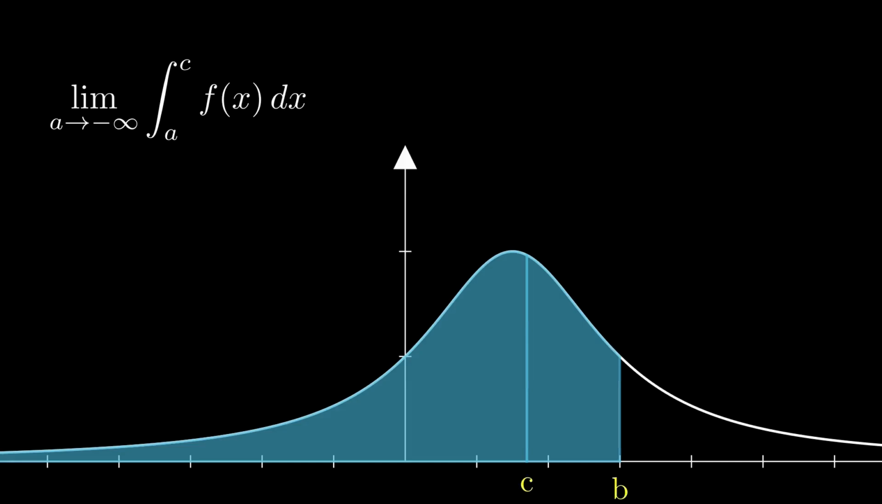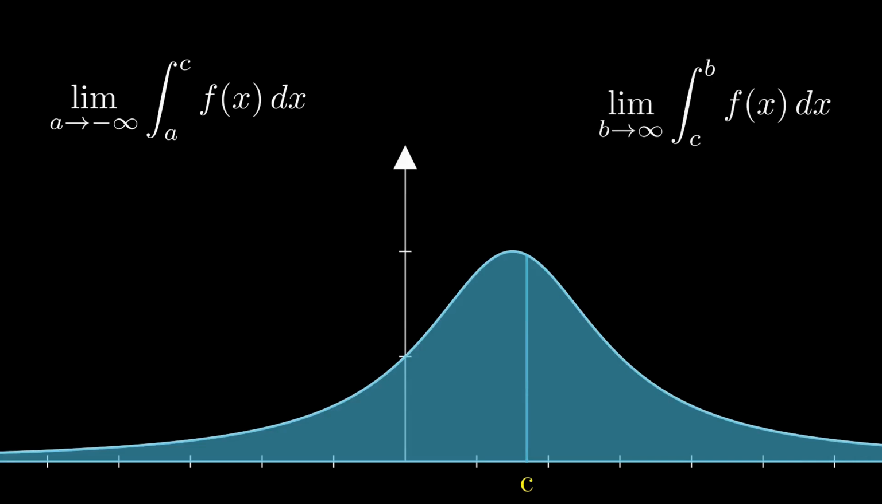Now for the right side. Going from c to b, we want to know the value of our expression as b approaches positive infinity. So this part is going to be the limit as b goes to positive infinity of the integral from c to b of f of x times dx. This is going to cover my area from the constant value c up to positive infinity.